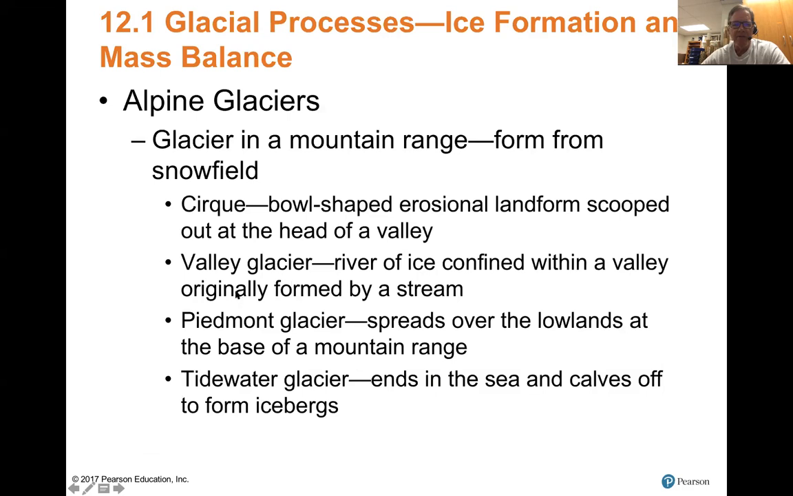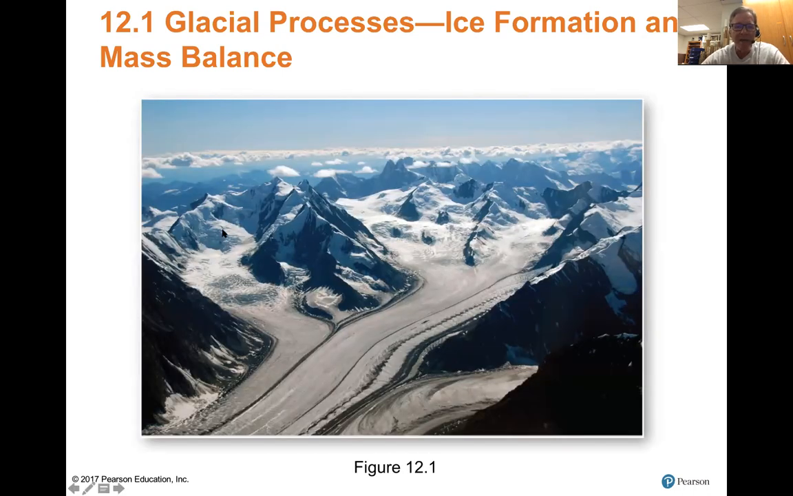Now there are all kinds of different erosional structures and landforms that are glacier related. And one of these is what we call a cirque, these bowl-shaped erosional landforms scooped out at the head of a valley, kind of like up here.